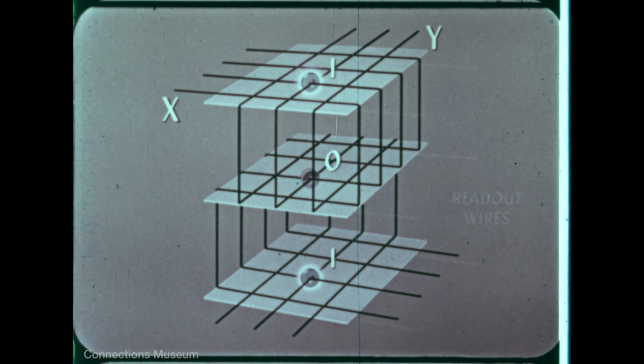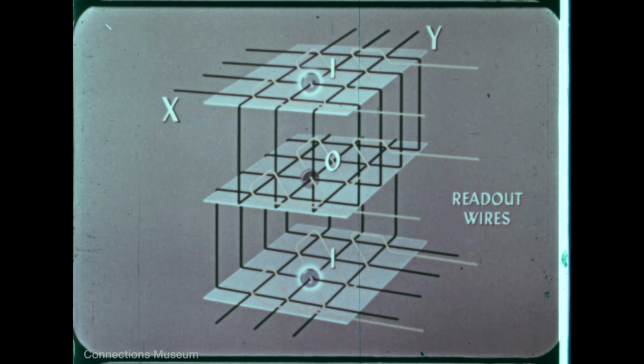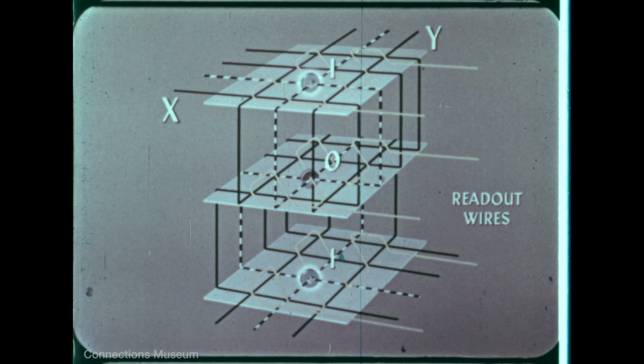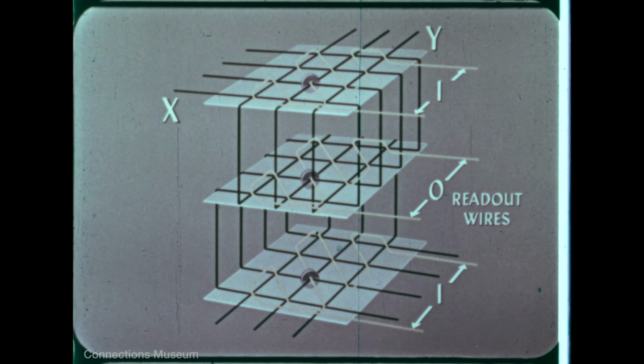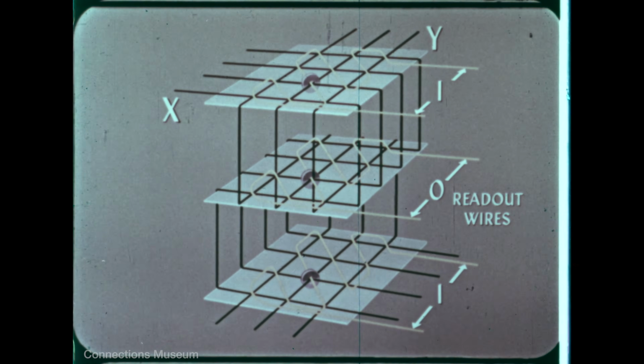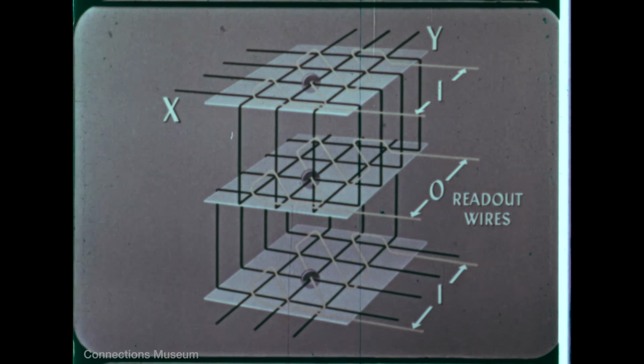Each plane has its own readout wire. When simultaneous X and Y pulses cause a core to switch, a signal will appear. Thus, the bits of a binary word are read out simultaneously on all readout wires. Stacks of core arrays in large computers can store 1,000,000 bits or more.